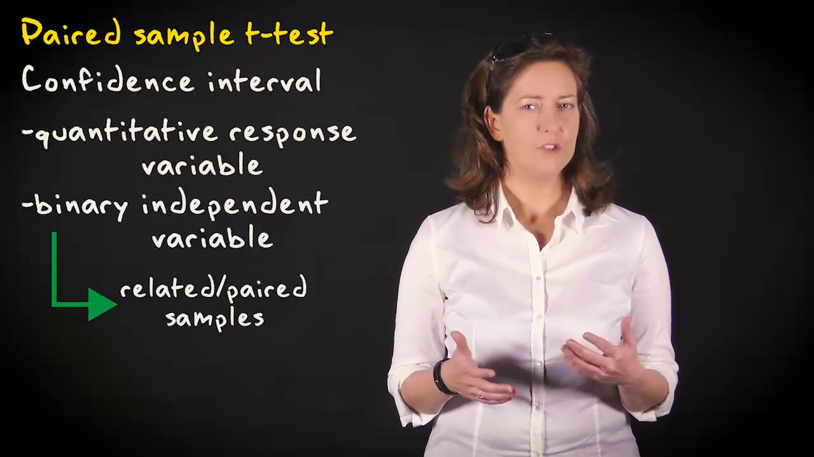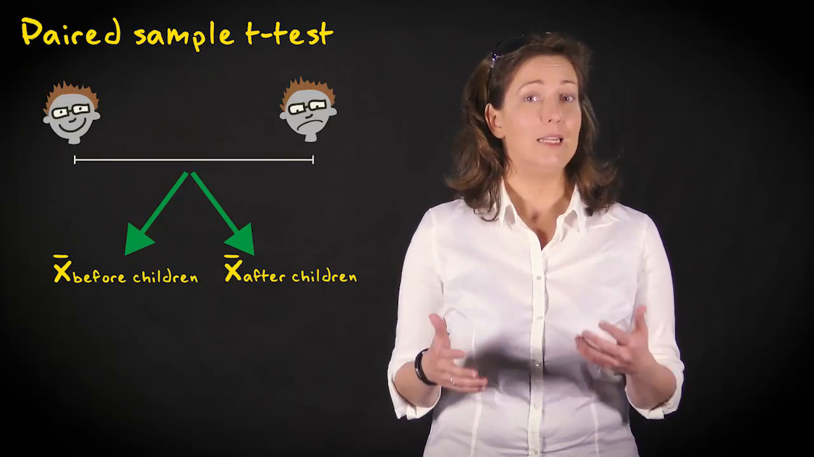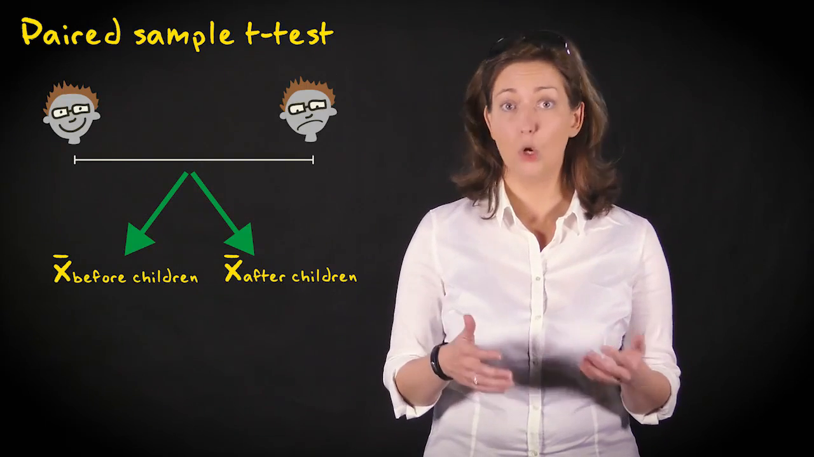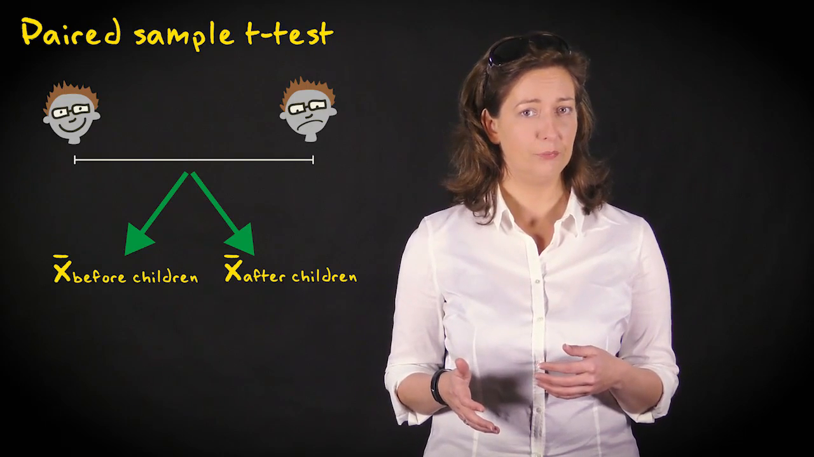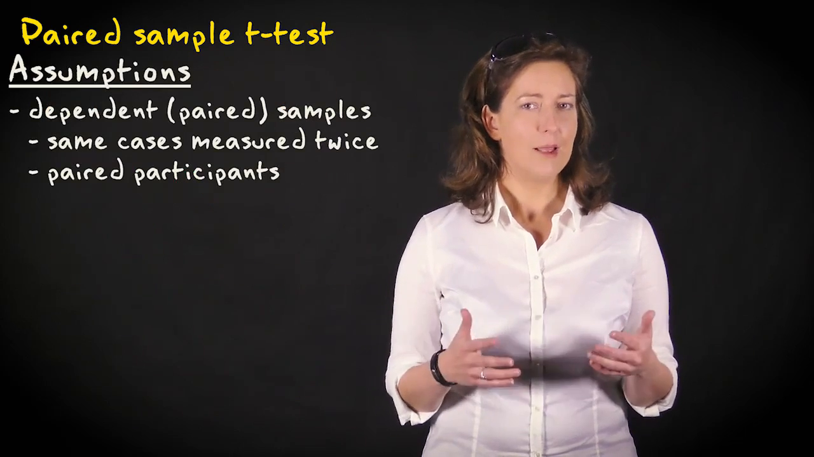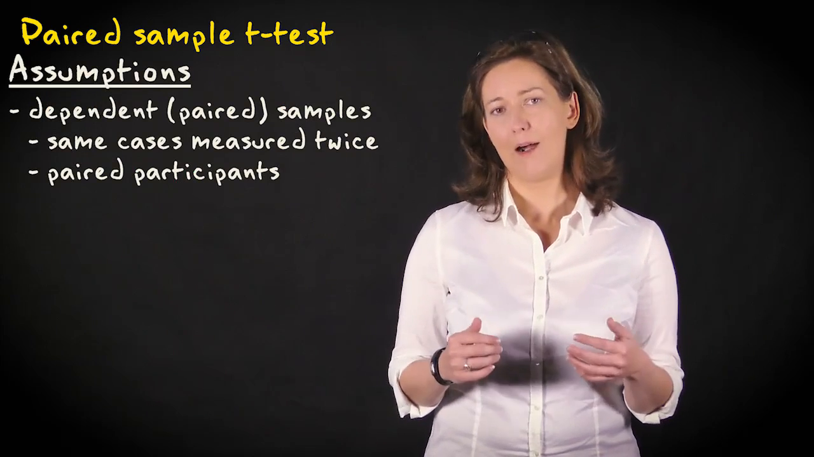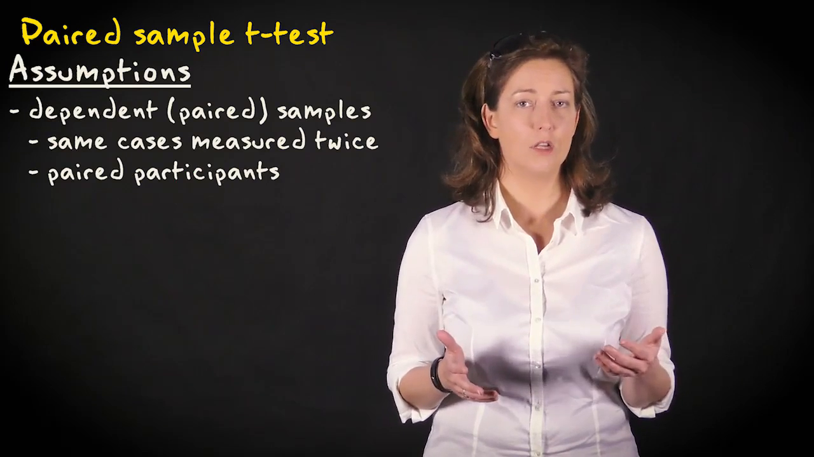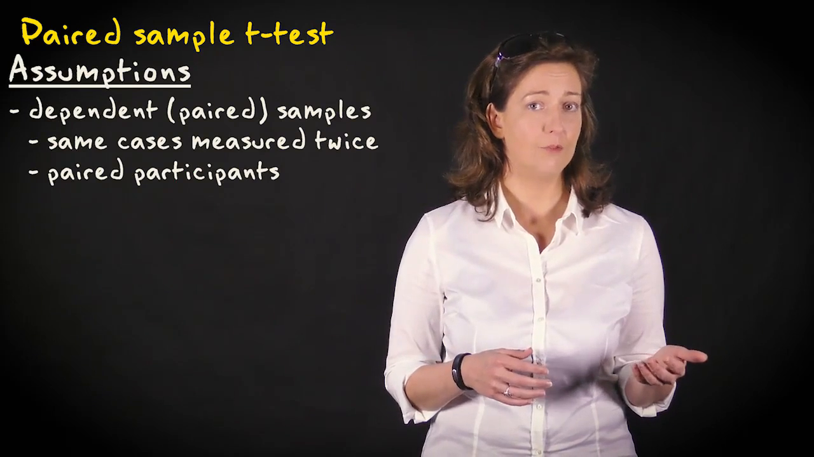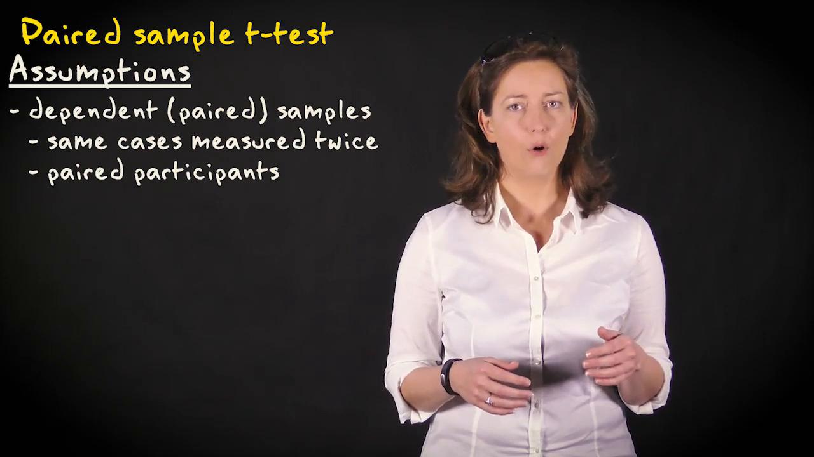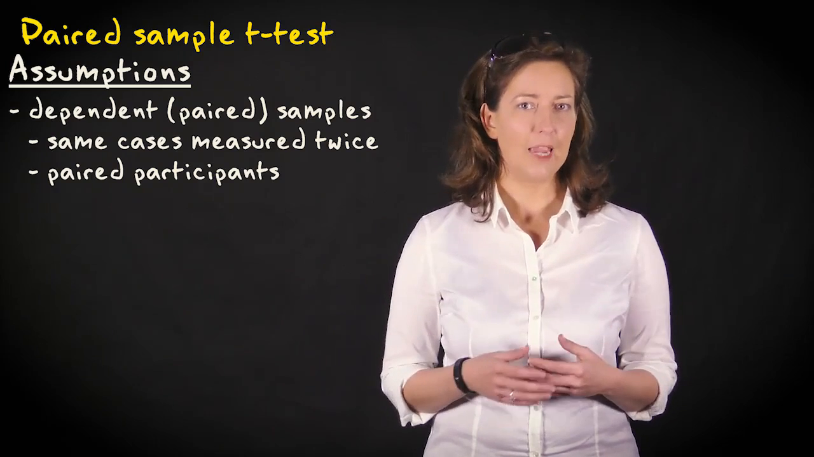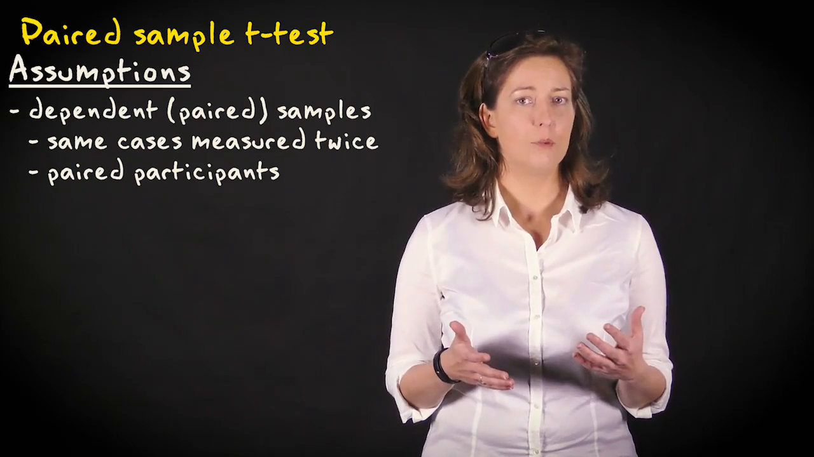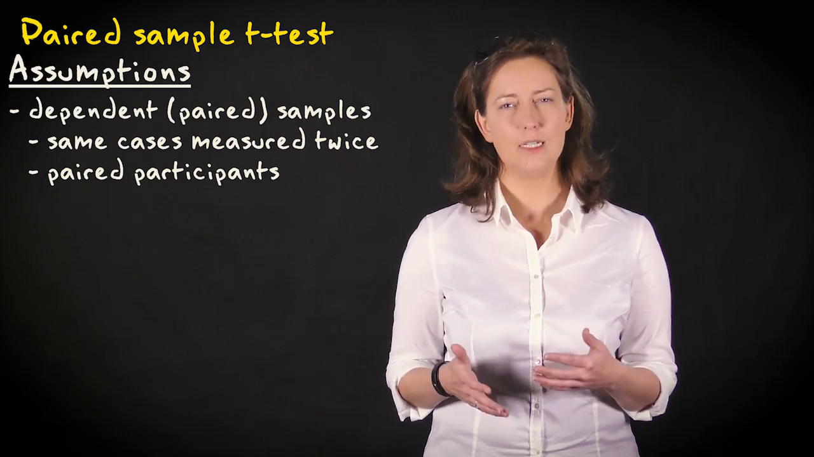An example of a research question is, does the mean score on a happiness scale become lower after people have children versus the mean score before they had children? The samples are dependent or paired, which means the samples consist of repeated measurements obtained from the same participants or different measurements of paired participants. In both cases, the difference scores of the paired observations are used in the paired t-test.